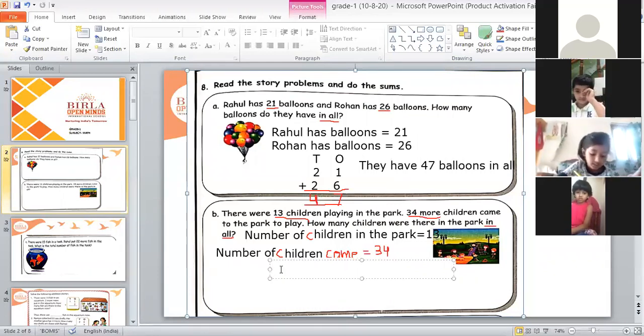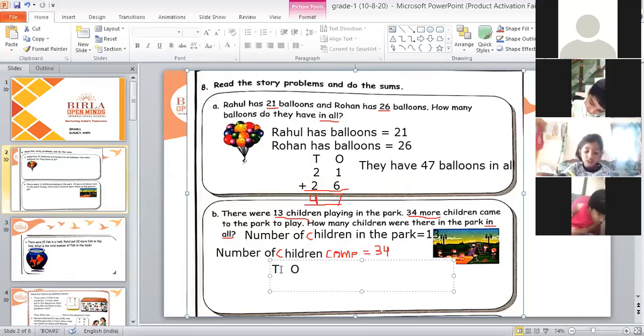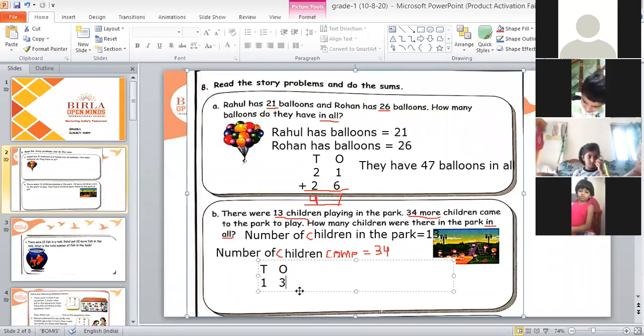Right. So we will write T for tens and O for ones. Now your first number is 13 children. So we will write here 1 in tens place and 3 in ones place. And then you will write your next number. Your next number is 34. So 3 we will write in tens place and 4 in ones place.